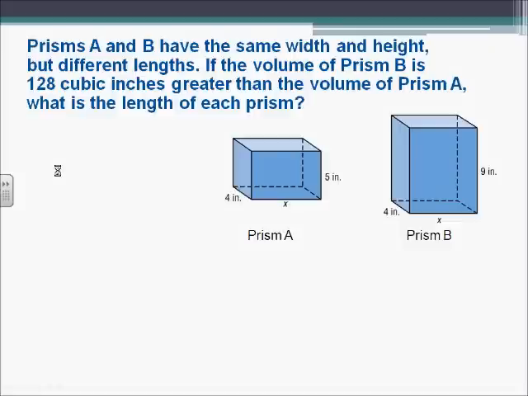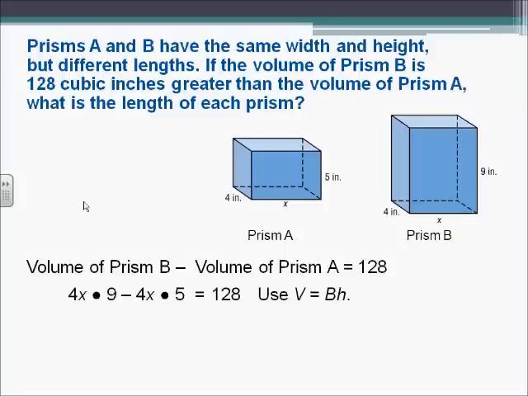Here we're told prisms A and B have the same width and height but different lengths. If the volume of B is 128 cubic inches greater than the volume of A, what is the length of each prism? So we know here, again with both of them, volume is going to equal the area of the base times the height. But we know now the difference in volume is going to be 128. So if we took B and subtracted A, we're going to have 128.